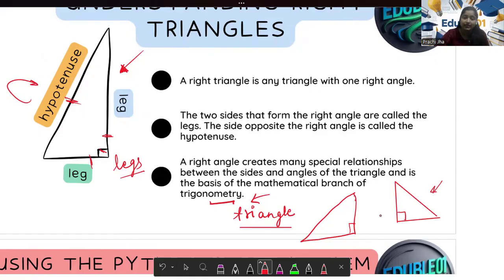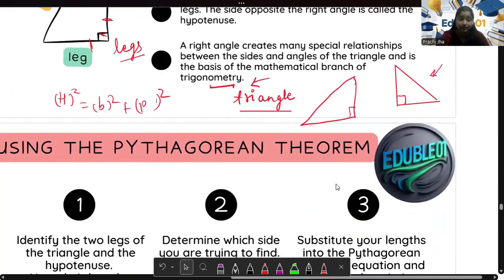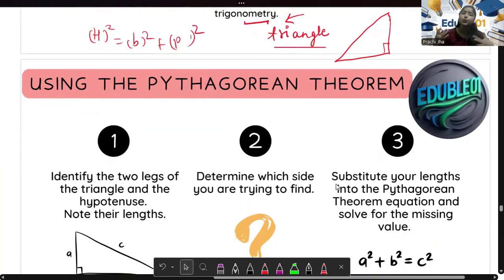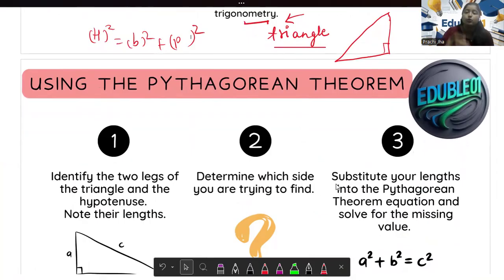A right angle basically creates many special types of relationships. By this sentence, what I mean is, one special relationship that we are studying right now is h square, the hypotenuse square, is given by the base square plus the perpendicular square. This is one special relationship, right? And many such special relationships are shared by a right angle triangle from its angles and sides. Let's now see how we can use the Pythagorean theorem and go forward with it.